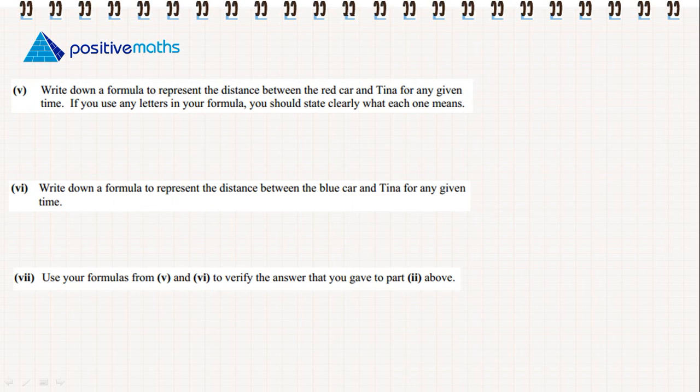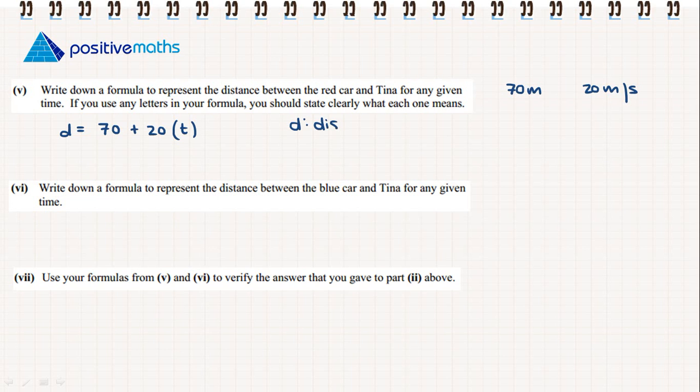Part 5. Write down a formula to represent the distance between the red car and Tina for any given time. If you use any letters in the formula, you should state clearly what each one means. Okay, so what we want to recall is that at the instant it was 70 metres away from Tina and it was travelling at a speed of 20 metres per second. So we're going to use the formula d, which is the distance away from Tina, is equal to 70 plus 20 multiplied by t.